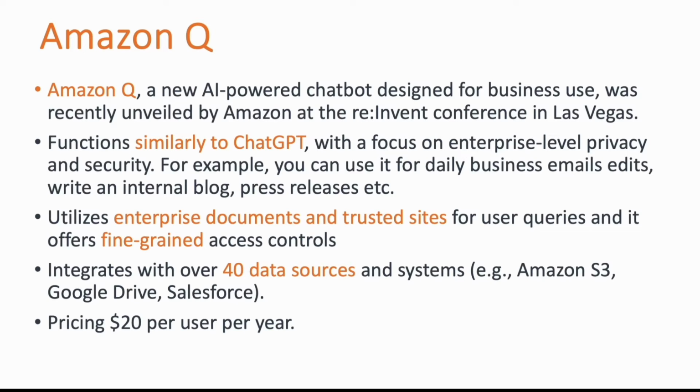And it also integrates 40 other data sources and systems. Few of them are Amazon S3, Google Drive, Salesforce, and other internal applications as well. This list might improve over a period of time. And the pricing of Amazon Q comes around $20 per user per year. So this is the information that I have. Some of the information may change as time progresses. So please bear with me. My intention is just to shed some light and for only educational purposes.